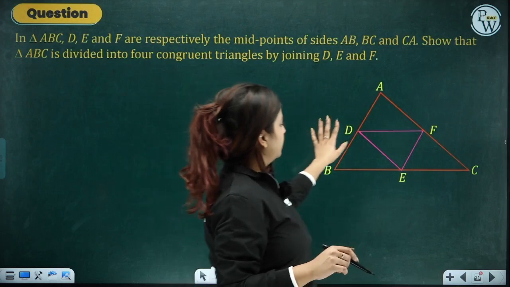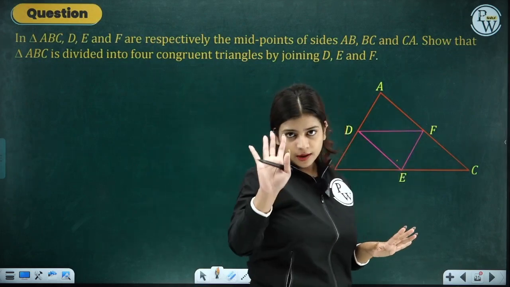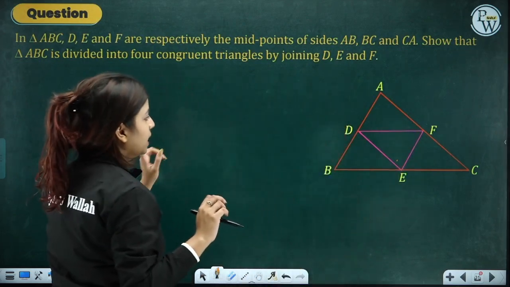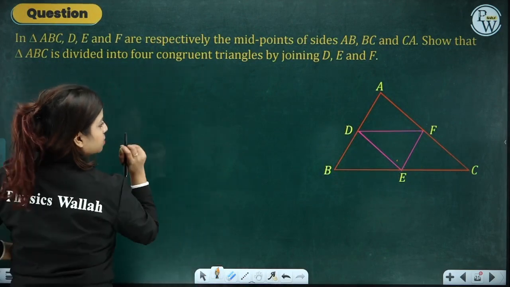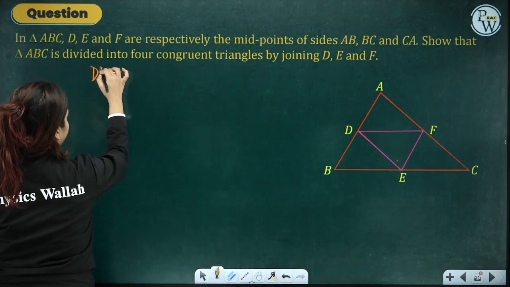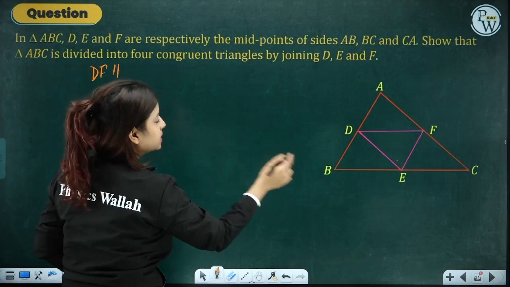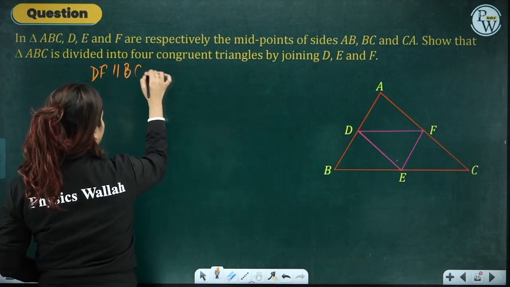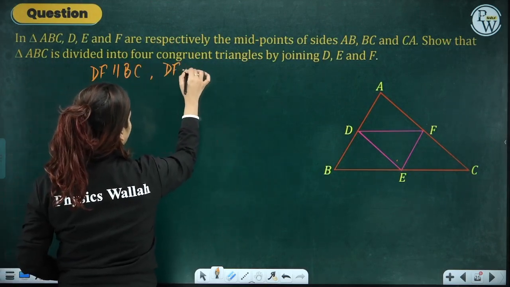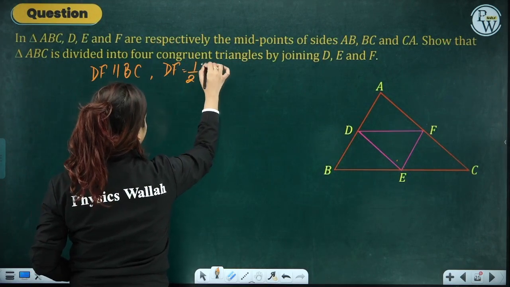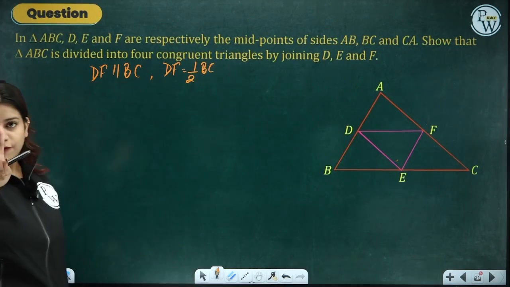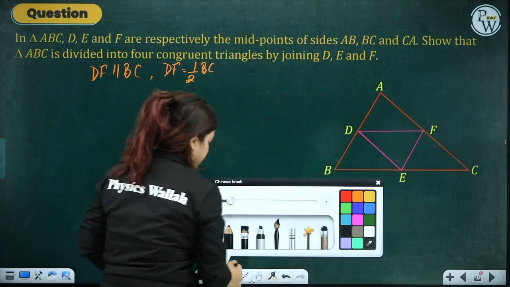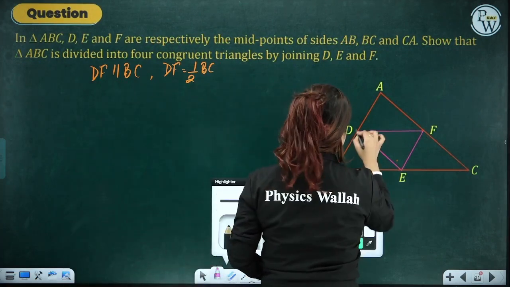So what we are given is that D, E, F are the midpoints, the very first thing. Since D and F are the midpoints, we can say that DF is parallel to BC by the midpoint theorem, and also DF is equal to half of BC. This is the first thing that we can do. Now we have to focus on this figure.